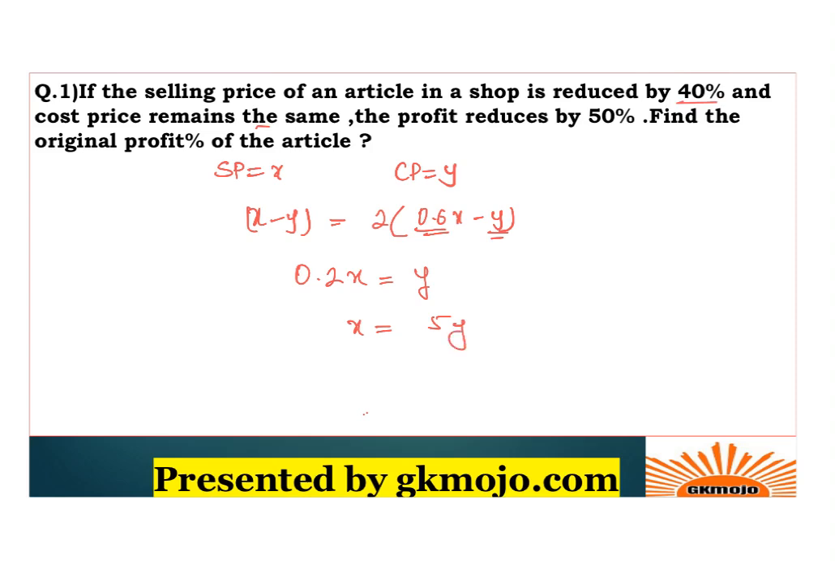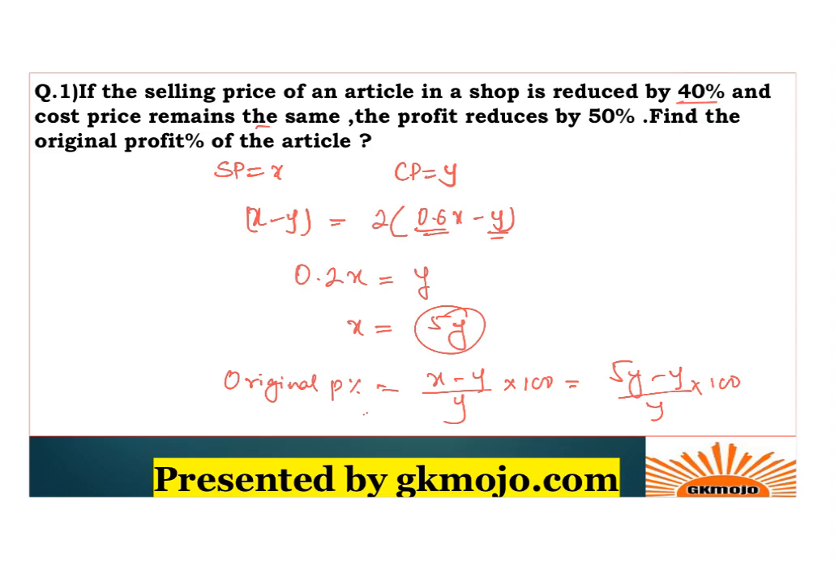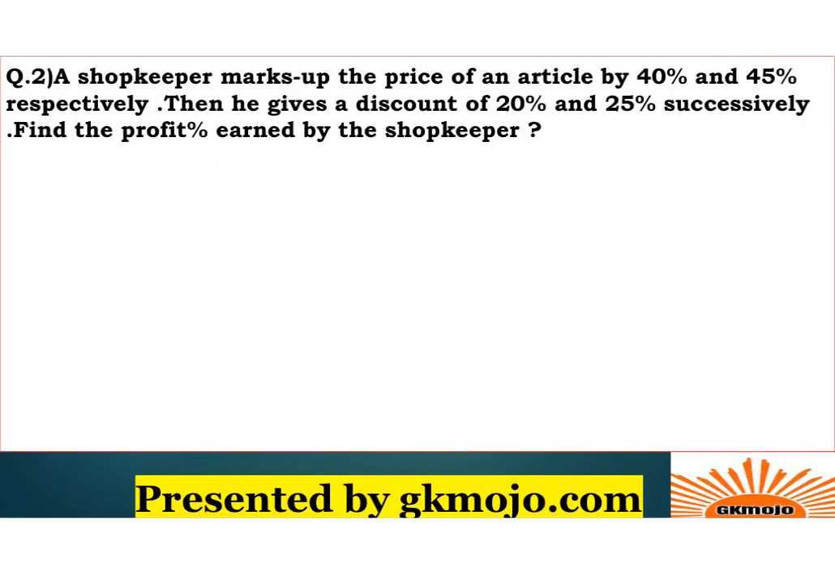So what is the original profit? Original profit percentage will be (x minus y) upon y, into 100. X is equal to 5y, so (5y minus y) upon y into 100. What you will get is 400% as your answer. So the correct answer to this question is 400%. Let us have a look at the second question.